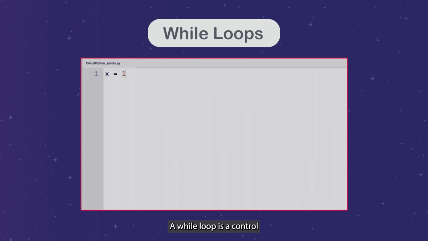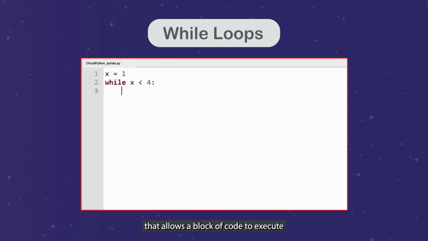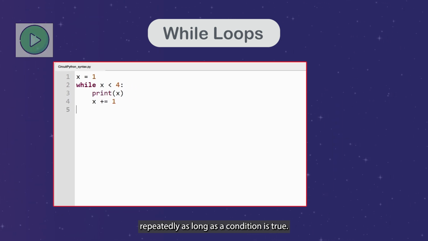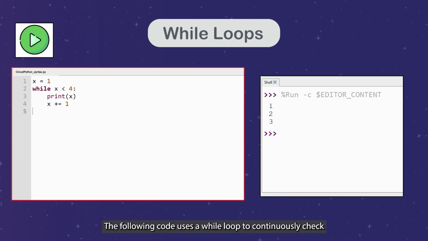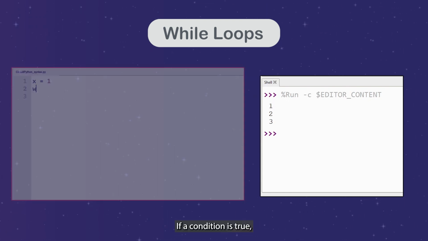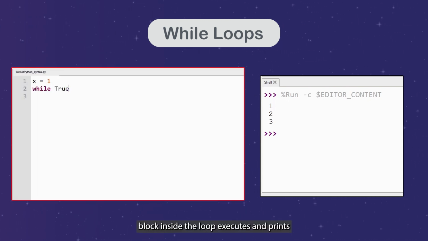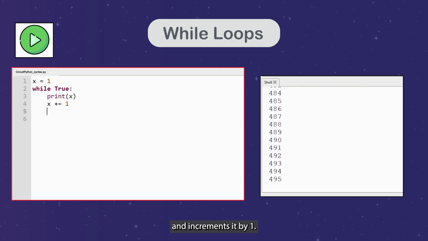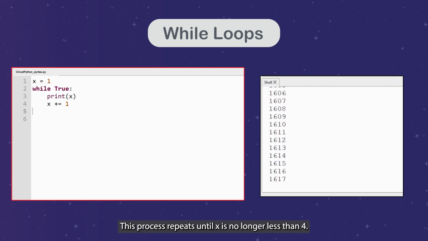A while loop is a control flow statement that allows a block of code to execute repeatedly as long as a condition is true. The following code uses a while loop to continuously check if x is less than 4. If a condition is true, the code block inside the loop executes and prints the value of x starting from 1 and increments it by 1. This process repeats until x is no longer less than 4.